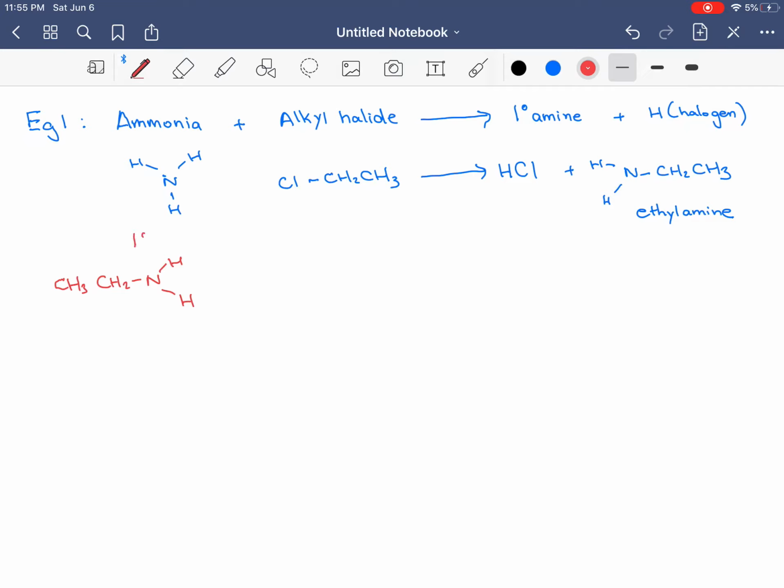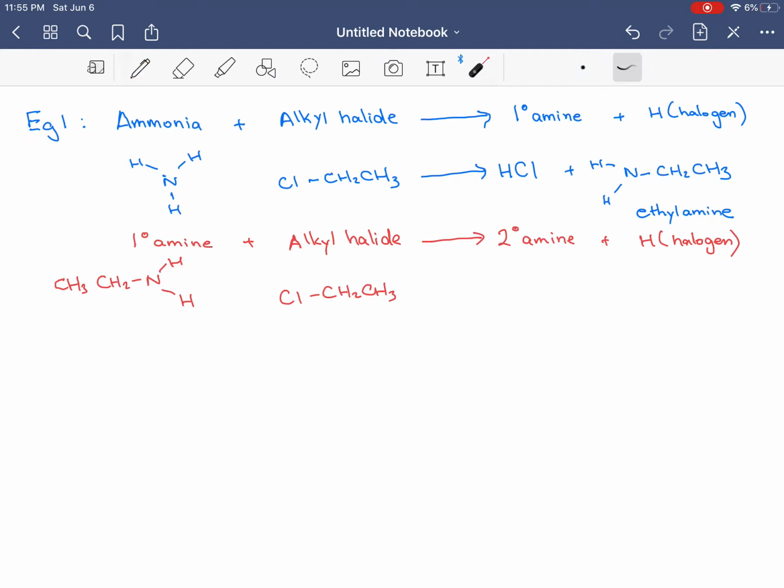Because if you take a primary amine and you react that with another alkyl halide, what you're going to get is a secondary amine plus another H halogen. So let's show that. Let's put together another chloroethane. HCl is going to form either this or this. It really doesn't matter. Just give me one of them. You're going to get HCl and you're going to get this.